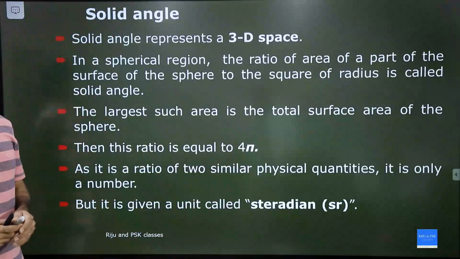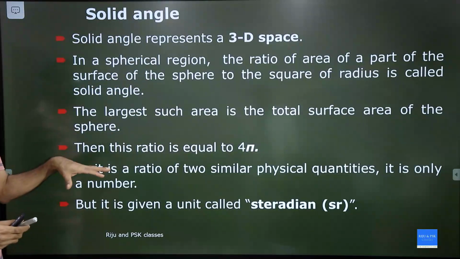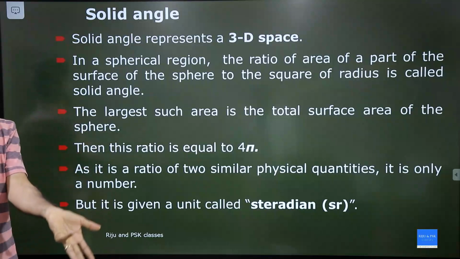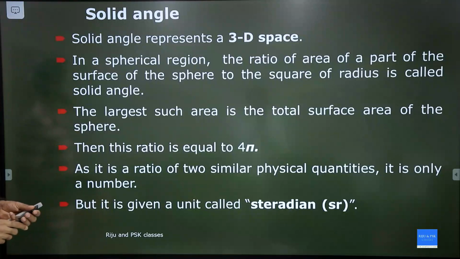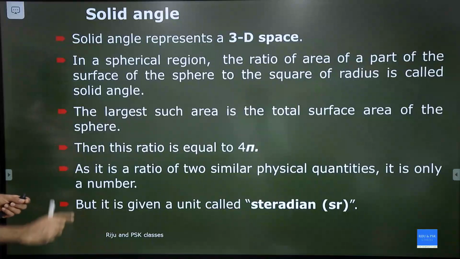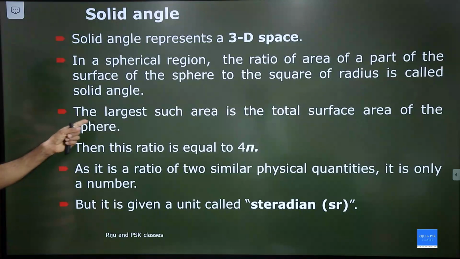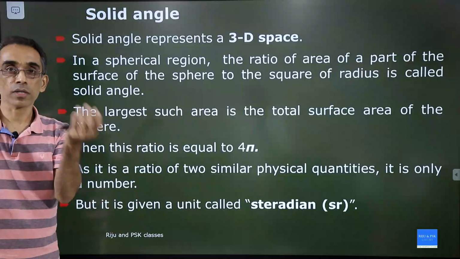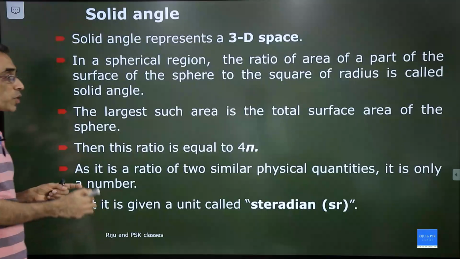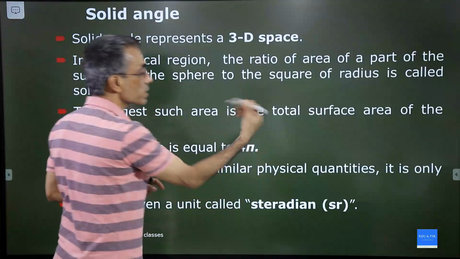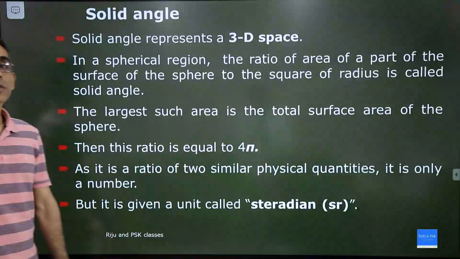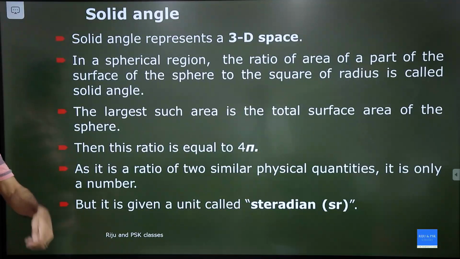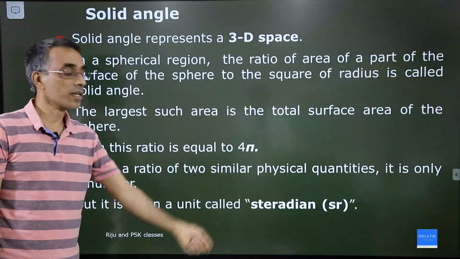In a spherical region, the ratio of area of a part of the surface of the sphere to the square of the radius is called solid angle. Area of a part of the sphere by square of radius is called solid angle. In examination, if they ask you what is solid angle, whether you understood it or not, this should be your answer. The largest such area is the total surface area of the sphere, then this ratio will become 4 pi and this will be measured in steradian. Again the same point, it is a ratio of two similar physical quantities, so it's only a number. But we have given it a unit called steradian, we write it as SR.